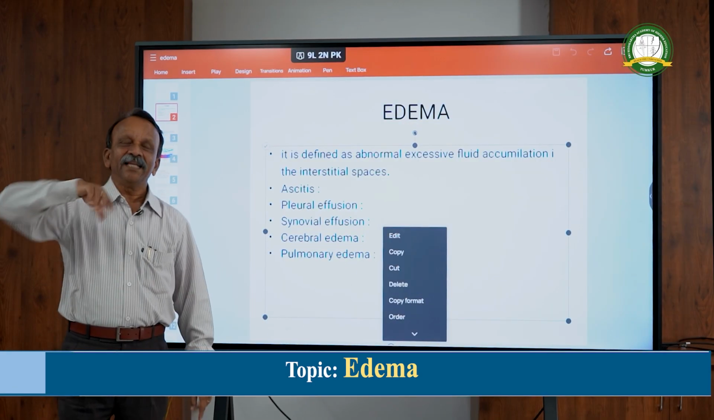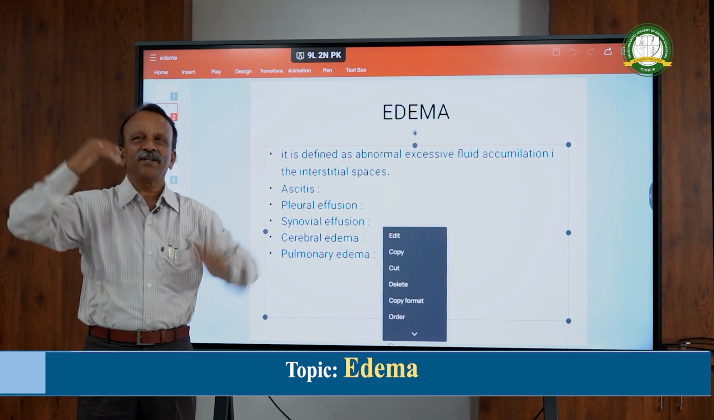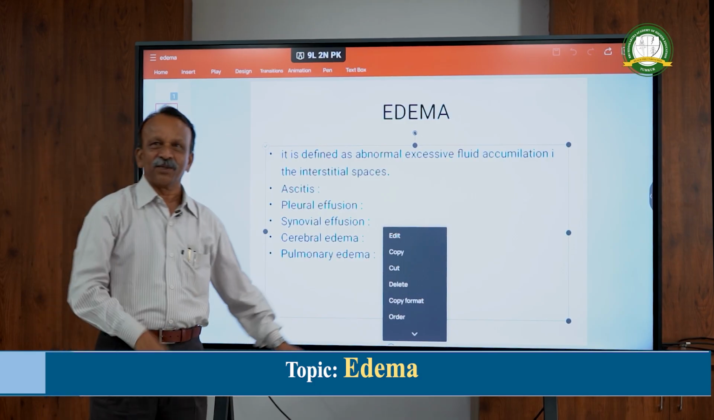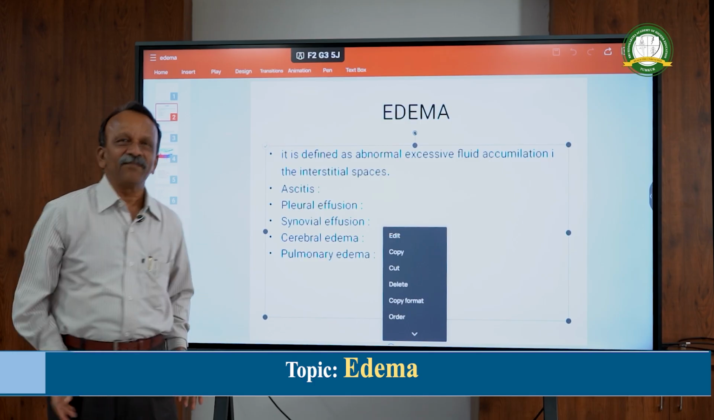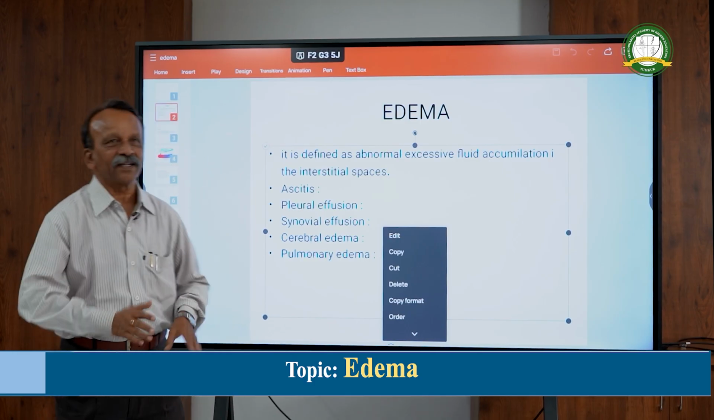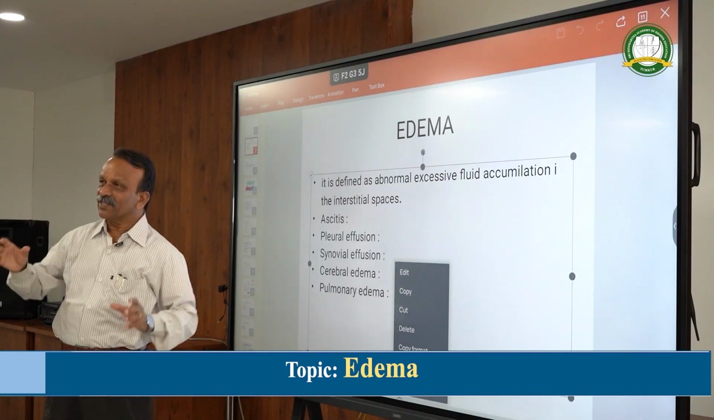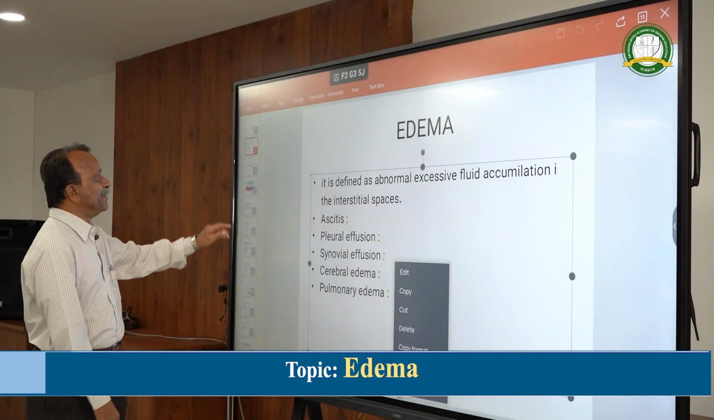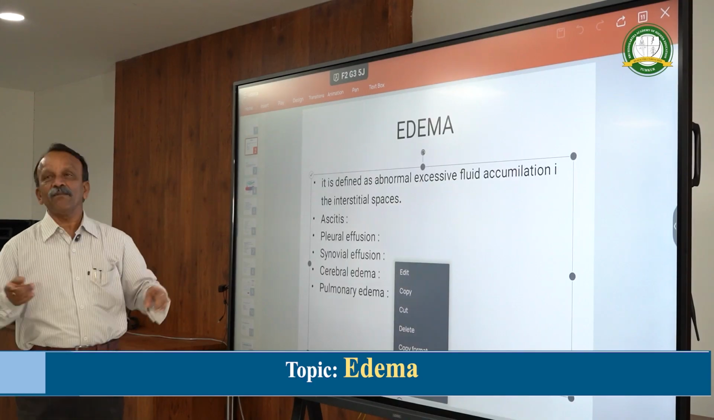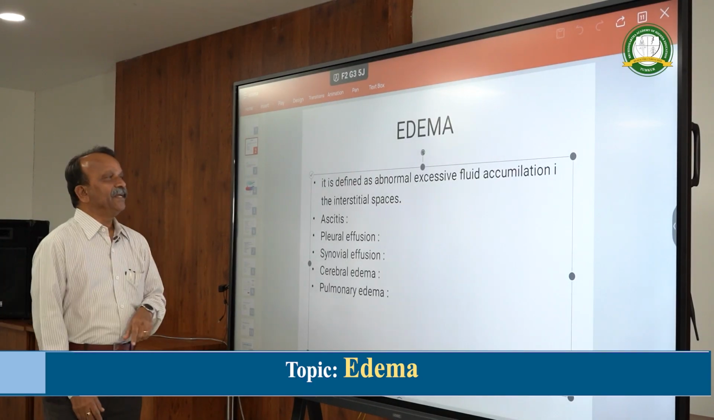And in any road traffic accident, there will be accumulation of fluid in the brain tissue, that is called cerebral edema. And due to left ventricular failure, there will be presence of fluid within the lung tissue, that is called pulmonary edema. So these are some of the examples of edema.